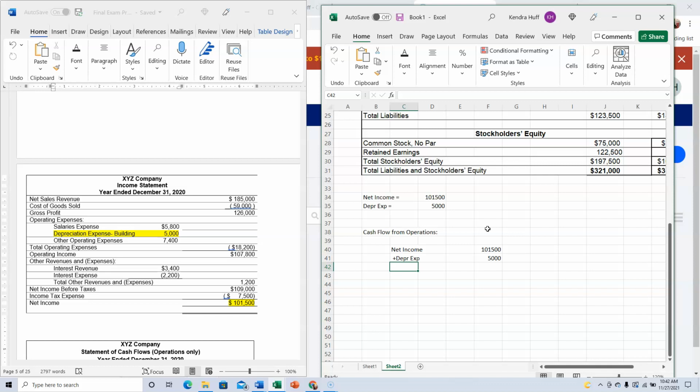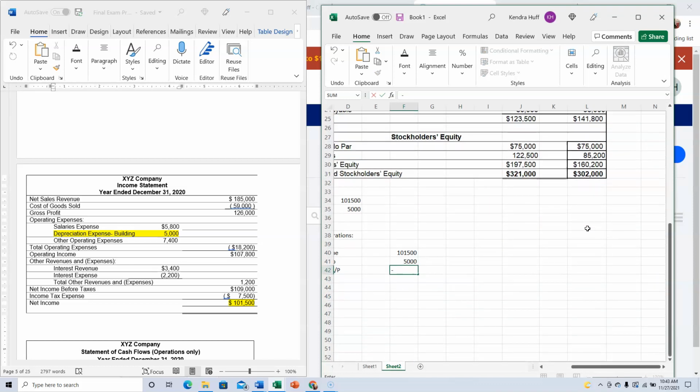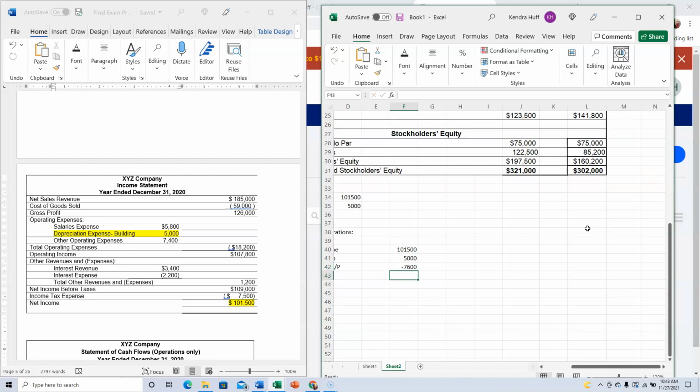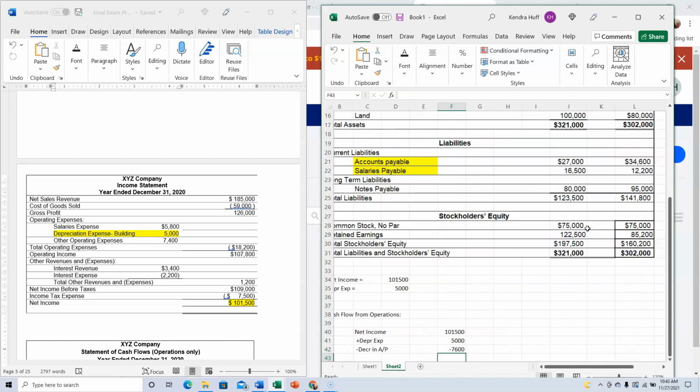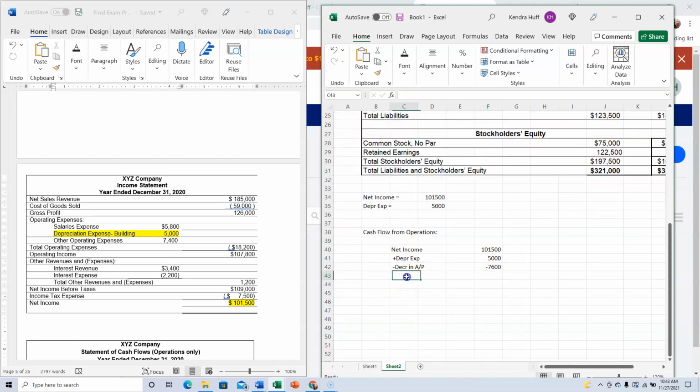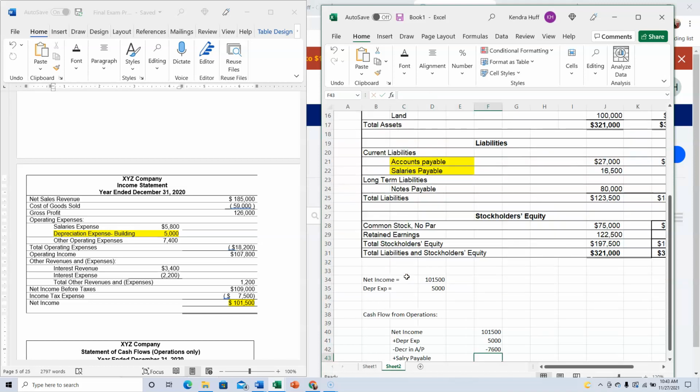Since accounts payable went down, that means that I paid something and cash went out the door. So I'm going to subtract the decrease in accounts payable, $7,600, because I paid for something. And salaries payable, that one increased. Since a payable increased, that means that I didn't pay for something, so I'm going to add that back.